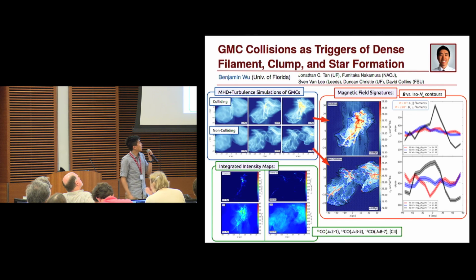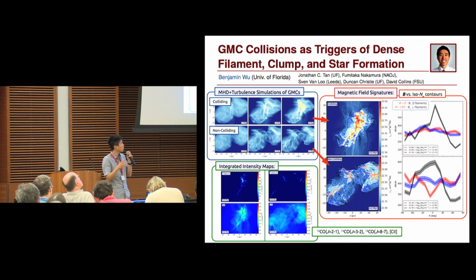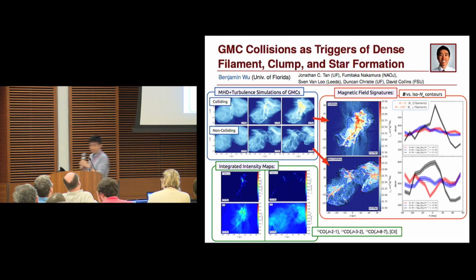Some of the analysis is that we want to see if there are observational diagnostics that can tell these two scenarios apart. So we perform some similar studies to the Planck and Soler et al. analysis of magnetic field direction with filamentary structures. We also have PDR models in the code, so we can try to reproduce integrated intensity maps, different CO rotational levels and C+. If any of this is interesting to you, please come see my poster. Thank you.